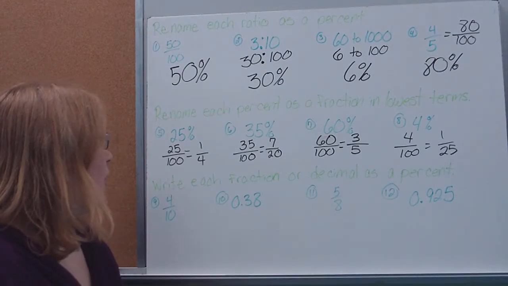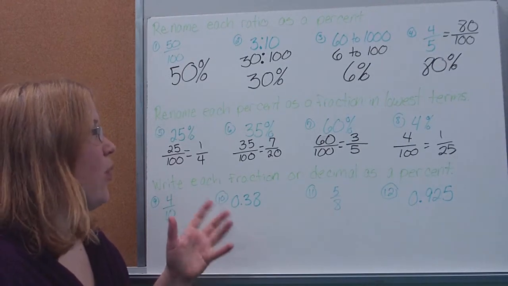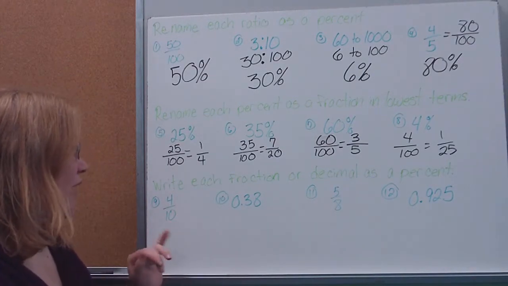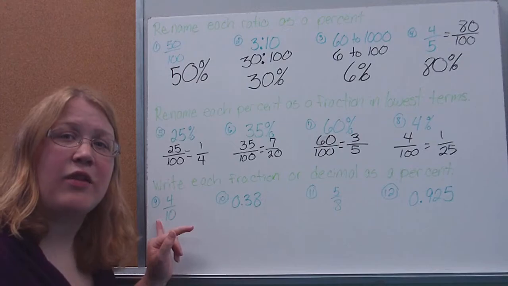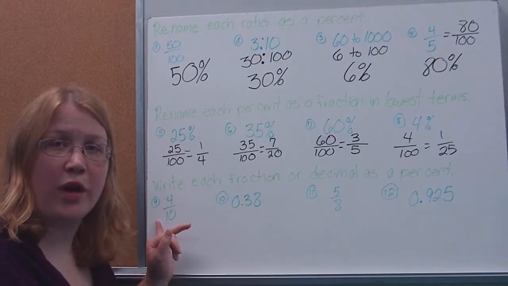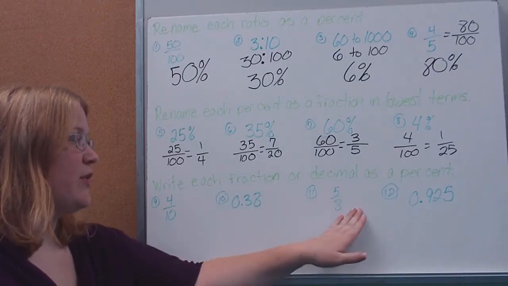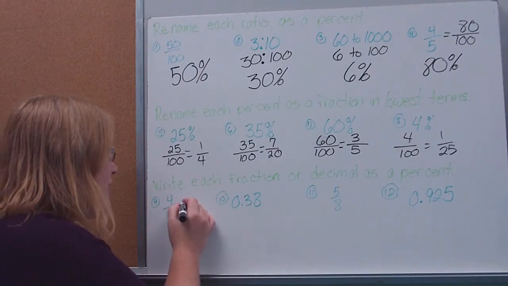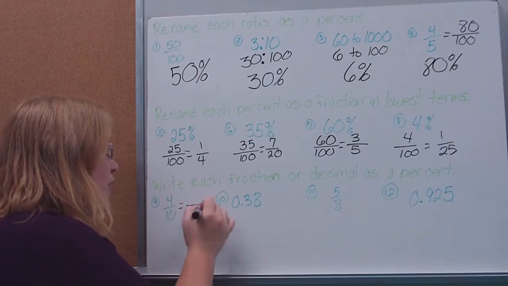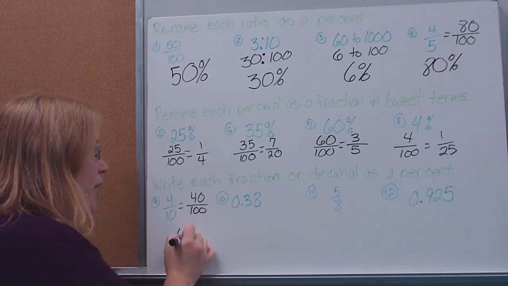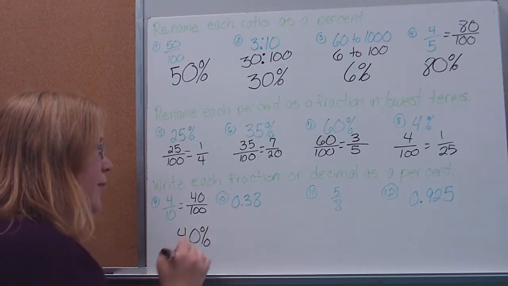Again, okay, so now I'm going to write each fraction or decimal as a percentage. Now there's two ways I can look at these fractions. I can take the fractions and I can write an equivalent fraction over 100, or what I could do is I could change them into a decimal. This one I'll change into a decimal. This one is pretty easy to convert into its equivalent over 100 because I can multiply by 10. Now that it's over 100, I know that it's 40%.